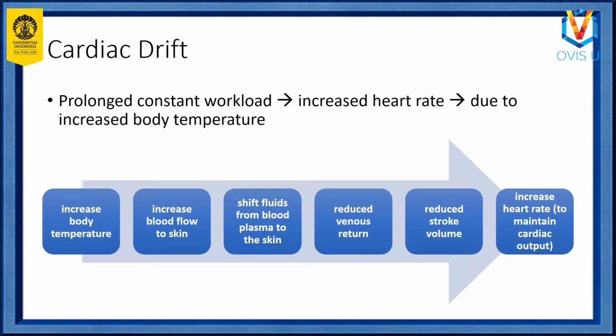However, when a person continues to exercise for a prolonged time at a constant workload and steady-state heart rate has been achieved, a further increase in heart rate will occur. This is known as cardiac drift. The further increase in heart rate is caused by the increase in body temperature, which causes a shift of fluid from the blood vessels to the skin, reducing venous return. In order to maintain the same cardiac output, the heart rate will increase.